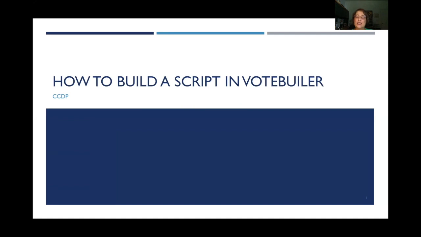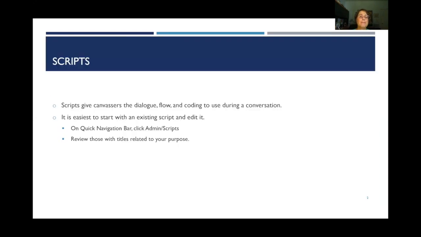And I'm here today to tell you about how to build a simple script in Votebuilder. You'll need to build a script if you're trying to do a virtual phone bank or if you're trying to do door knocking. Scripts give canvassers the dialogue, the words they're supposed to say, when they're supposed to say them, and also how to code results that they get from the conversation.